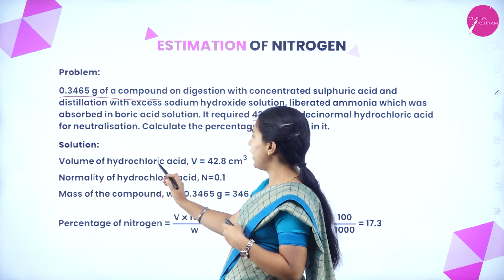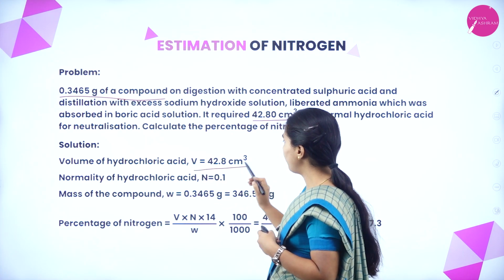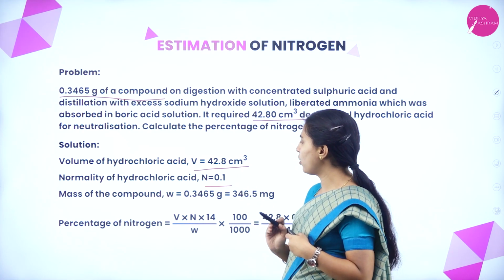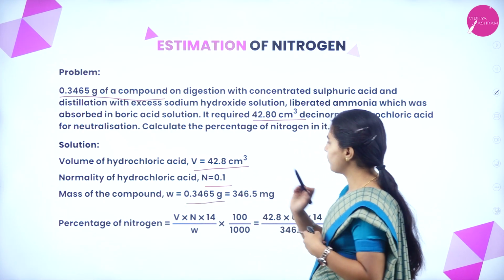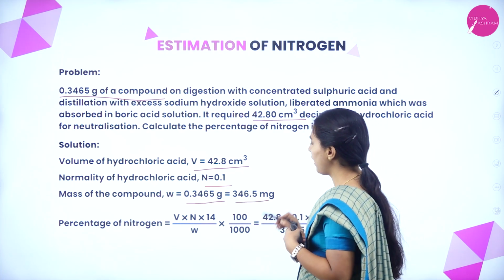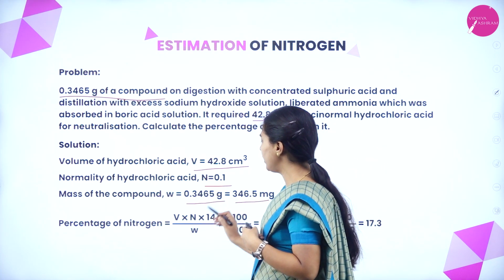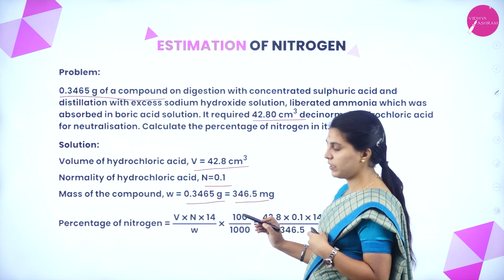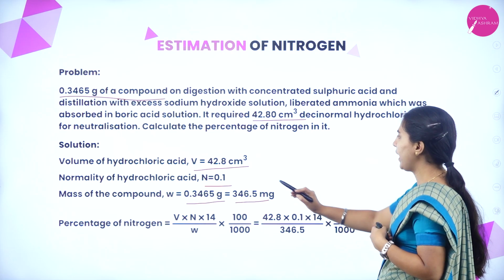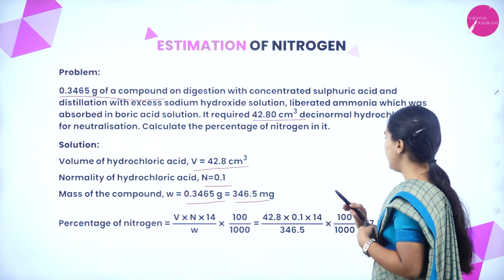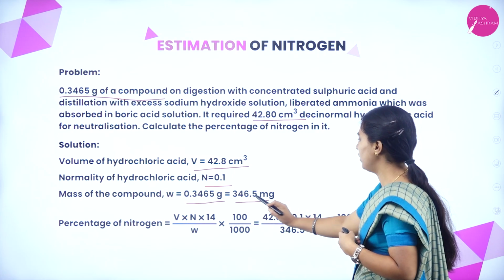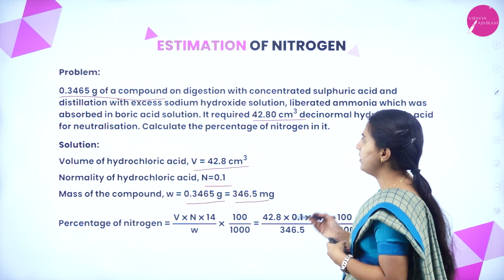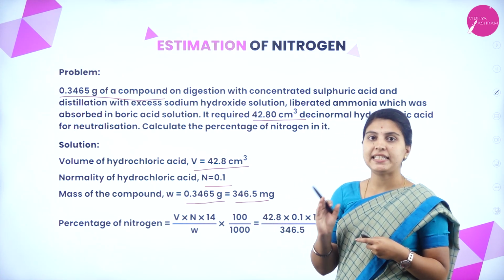Solution. Volume of hydrochloric acid is 42.8, normality of hydrochloric acid is 0.1, and mass of the compound is 0.3465. Percentage of nitrogen is V into N into 14 by W into 100 by 1000, that is the percentage formula. 42.8 into 0.1 into 14 divided by the weight, into 100 by 1000, you will get 17.3. This is about the estimation of nitrogen by Kjeldahl's method.